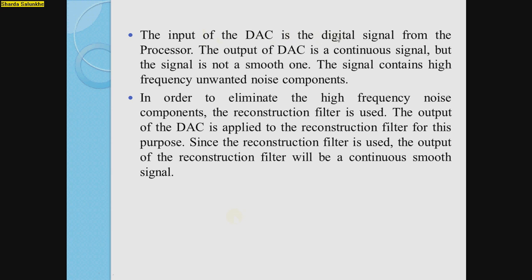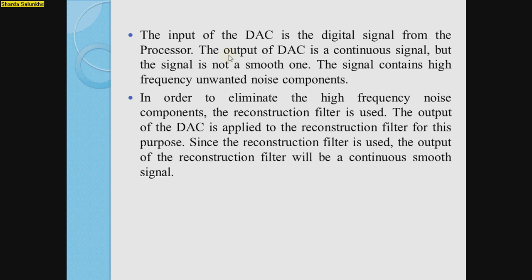Next, the input to the DAC is the digital signal from the processor. The output of the DAC is a continuous signal, but the signal is not smooth as compared to the original signal. That signal is quite different. The signal contains high frequency components or unwanted noise components, and these should be removed from that signal. So in order to eliminate the high frequency noise components, a reconstruction filter is used, and the output of the DAC is applied to the reconstruction filter for this purpose. So you will get the original, smooth signal.